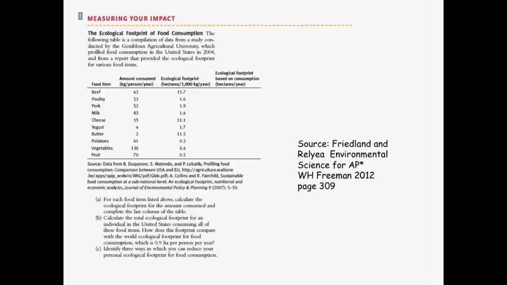Here's a feature that we have at the back of each chapter called Measuring Your Impact, where it takes one of the subjects from the chapter, gives the student more information, more data, and then asks them to do some calculations on what would the footprint be in terms of, in this case, hectares per year of land that might be needed. So that's the kind of thing that you might be thinking about or using if you want to.